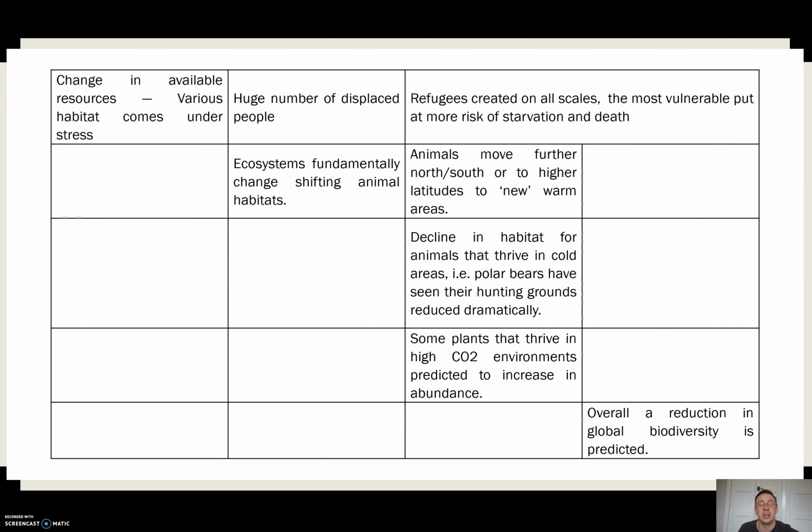Now, the last one here, and again, apologies, I'm not really all that sure what happened to the format of these last two slides, but regardless, if we are looking at a change in available resources, then that means various habitats are going to come under stress. Now, a change in available resources is about all of the stuff we've been talking about so far. A change in the availability of water, a change in the availability of food, etc. all mean we are going to put various habitats under strain.